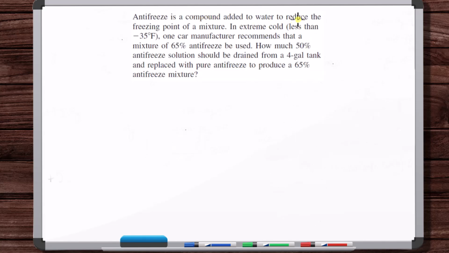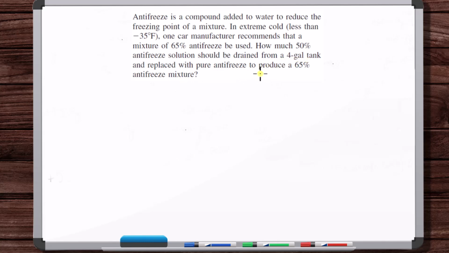Antifreeze is a compound added to water to reduce the freezing point of a mixture. In extreme cold, one car manufacturer recommends that a mixture of 65% antifreeze be used. How much 50% antifreeze solution should be drained from a 4-gallon tank and replaced with pure antifreeze to produce a 65% antifreeze mixture? So we're trying to create a 65% antifreeze mixture in this 4-gallon tank.